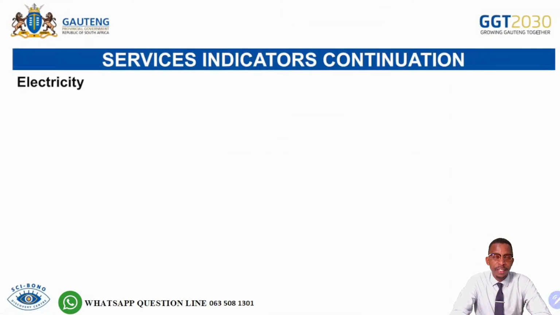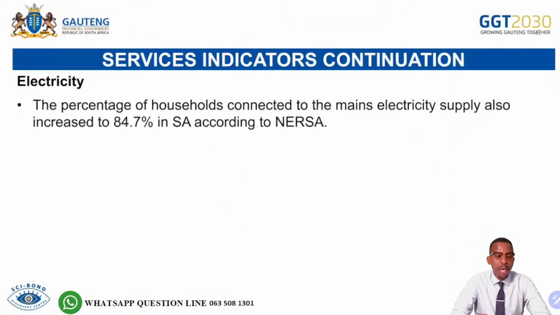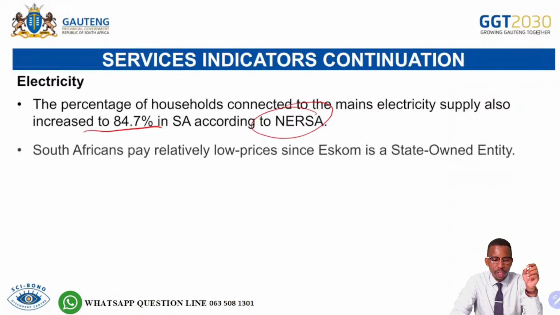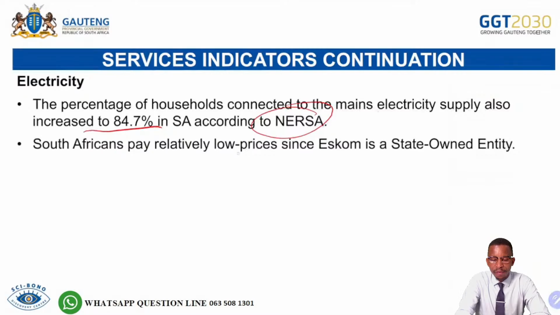And then electricity, we talk about electricity supply here. The percentage of households connected to the mains electricity supply also increased to 84.7% in South Africa according to NERSA. So in this situation, we refer to the population that has access to electricity in the country. South Africans pay relatively low prices since Eskom is a state-owned entity. However, we have seen an increase in electricity prices over the past few months.